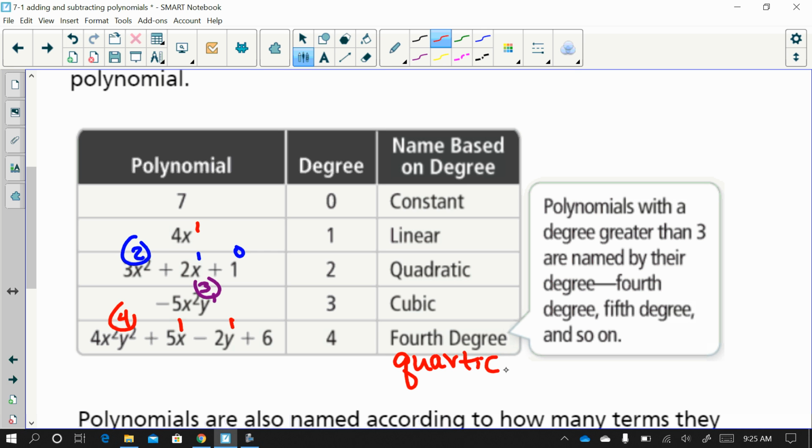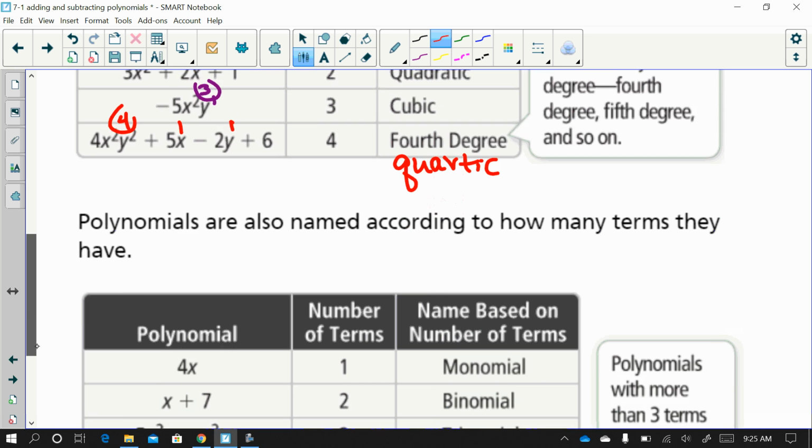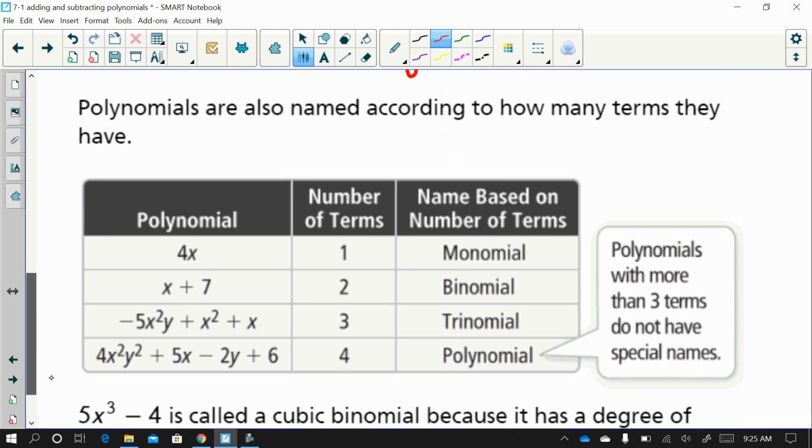But when did you have that vocab? Okay, so that's one way we can name a polynomial based on the degree. We can also name polynomials according to how many terms they have. Now this is super easy. You're just counting the number of terms.